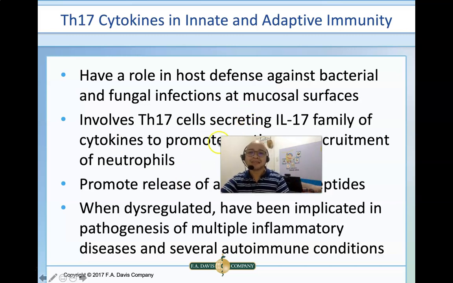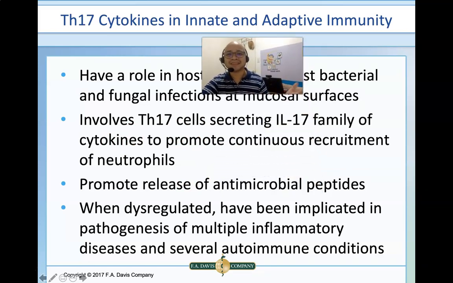The reason why we call them Th17 cytokines, obviously, is because this involves Th17 cells. Th17 cells secrete the interleukin-17 family of cytokines to promote continuous recruitment of neutrophils. So this will promote release of antimicrobial peptides. When dysregulated, this particular scenario has been implicated in the pathogenesis of multiple inflammatory diseases and several autoimmune disease conditions.